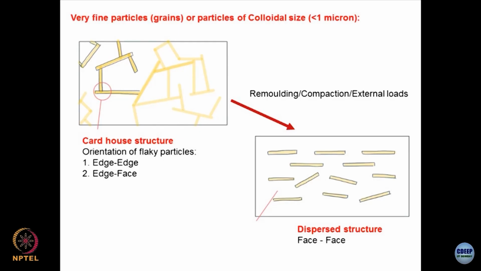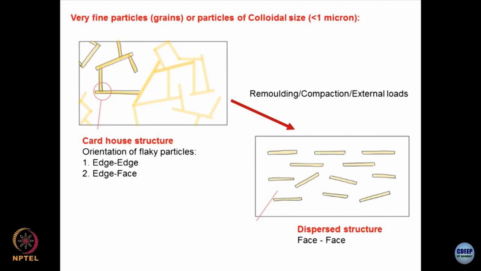The next one is one of the ways of defining the very fine particles and the colloids. Colloids are less than 1 micron, and these are the ones which offer most of the significant properties to the soils. There are two types of structures normally we talk about. This I think I discussed in the last lecture also. The first one is known as a card house structure.